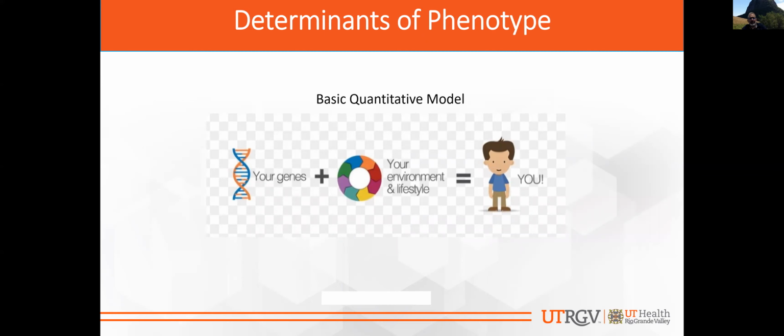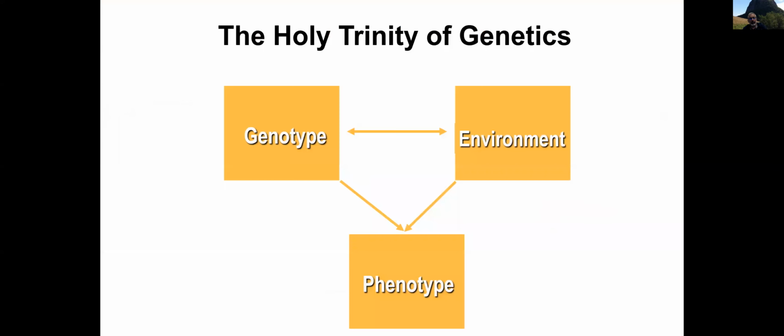If you look at a basic quantitative model, you have your genes and you have your environment and lifestyle, and that's what makes you. That's additive. Your genes and your environment make you. What we're talking about is the environment and the genotype interacting and creating a phenotype. So the environment affecting the genotype.